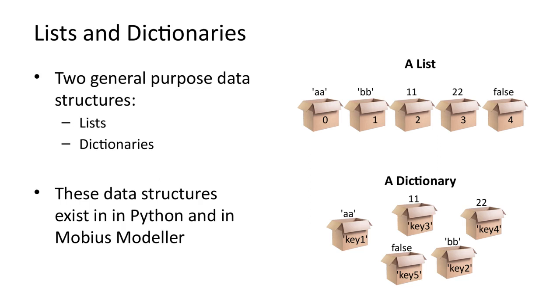Two very common general-purpose data structures are lists and dictionaries. These data structures can be found in many programming languages. And they are also the two main data structures available in Möbius Modeller. Let's look at these two in more detail. We will not be using dictionaries straight away, but it will still be useful to have a basic understanding of how they work now.